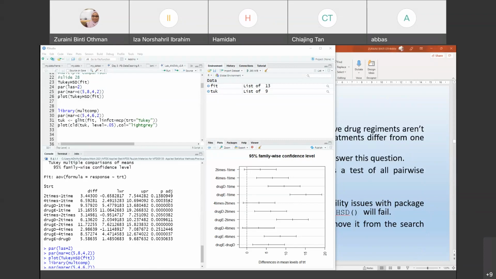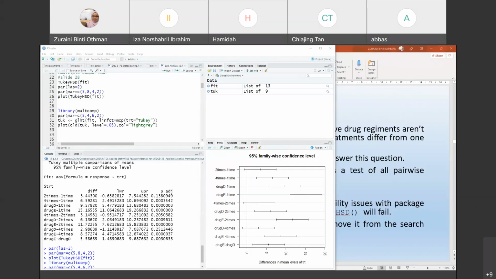Because the p-value is less than 0.001. Okay, then here we can see that the Tukey HSD function has a compatibility issue with the HSD package. Okay, we fail in this case.